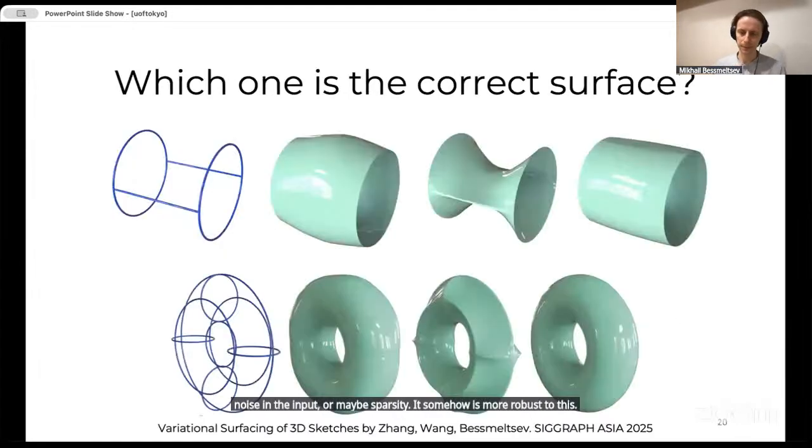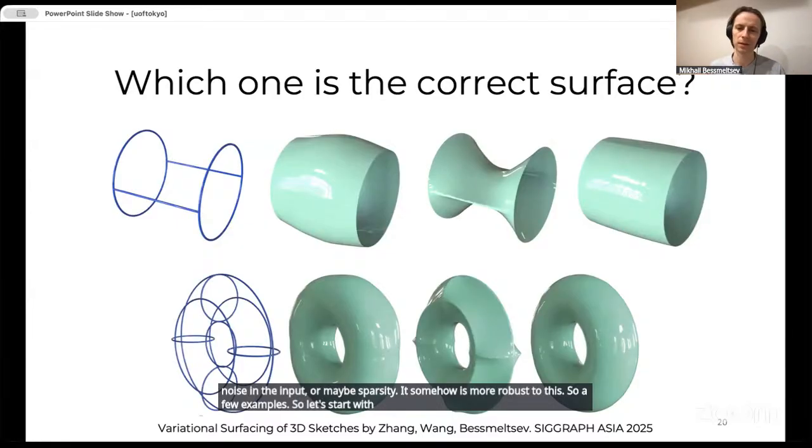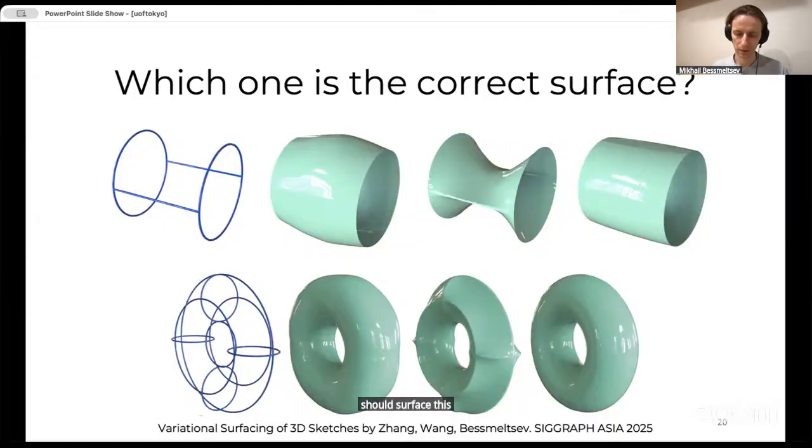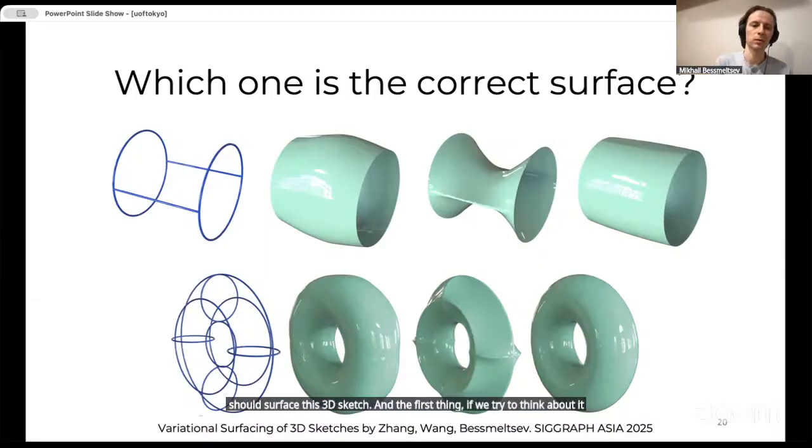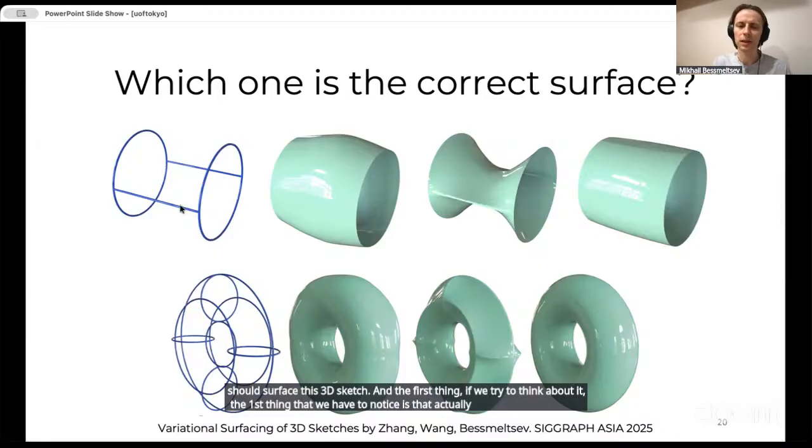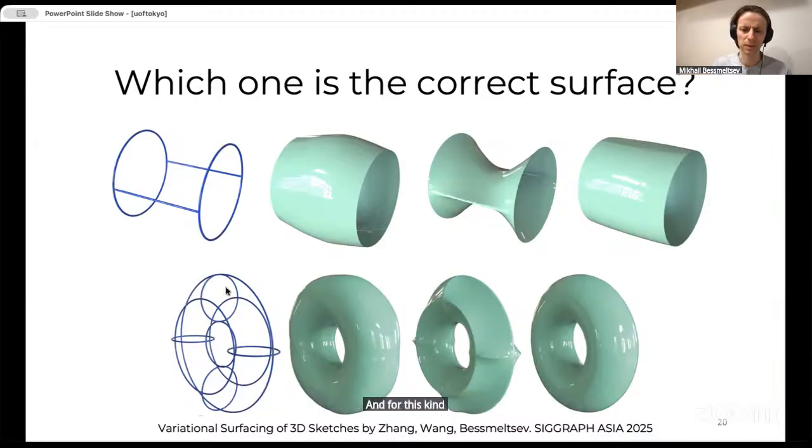So a few examples. Let's start with surfacing these 3D sketches, right? So you have this as your input, and your goal is to find a surface that should surface this 3D sketch. And the first thing that we have to notice is that actually this is ambiguous, right? All these surfaces satisfy all the standard requirements, right? They pass through the curves, they're smooth, whatever, right? They're all good. And for this kind of torus shape or something of that sort, all these surfaces are good, right? But as humans, we only like one of them, probably, right?